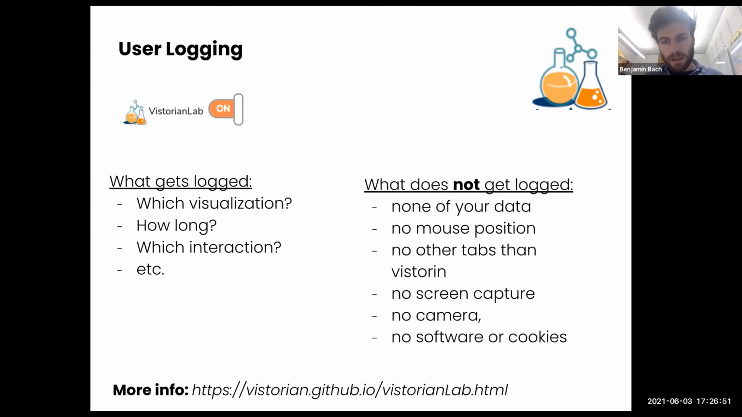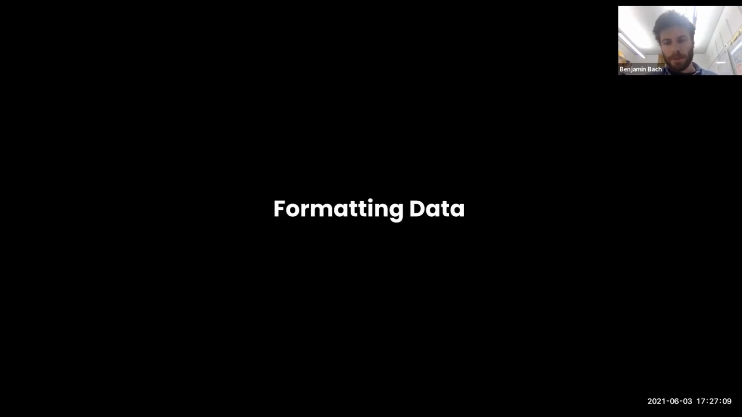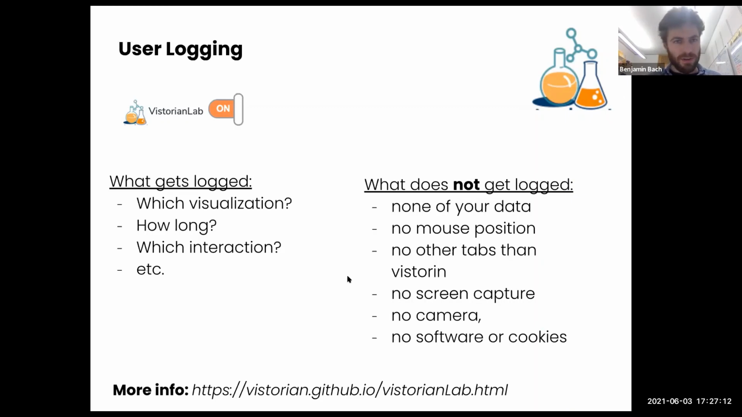And we're not tracking any of your data. We're not logging any of your data. No mouse position, it's not that detailed. It's really just specific events. We're not tracking the other tabs in your browser, of course. We're not scraping anything. We're not screen capturing anything. We're not accessing your camera. There's no eye tracking or anything involved. There's no software. We don't install anything. It is really just when you click a button, we store an anonymous event in our database. We don't know who you are. We just see, oh, there's someone working with the matrix, and we're like, oh, cool, that's interesting.